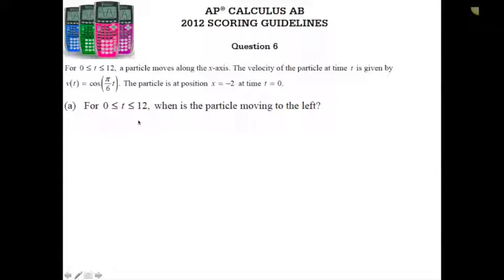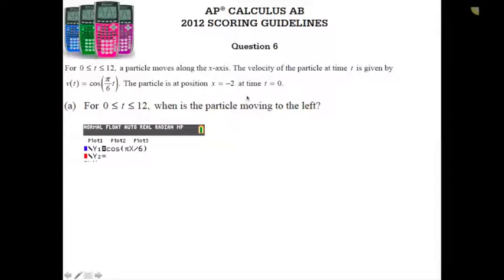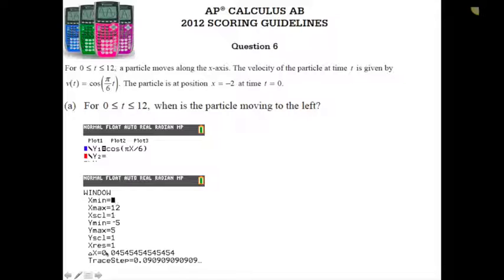Let's take a look at the same question now using a calculator. When we're finding the zeros for velocity, we're going to put that velocity function in as y1. We're going to set our window according to what they tell us. They tell us to look from 0 to 12 seconds, so we set our window from x equals 0 to x equals 12. And I know that cosine oscillates between 1 and negative 1, and there's no coefficient out front, so I'm just going to go from positive 5 to negative 5.